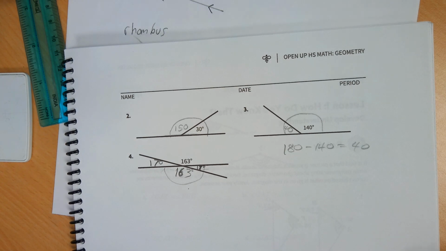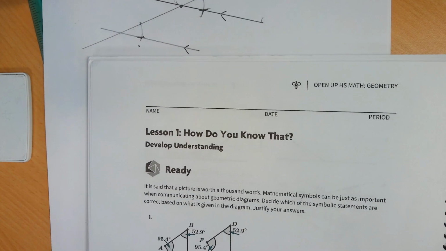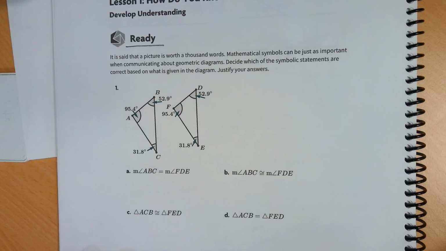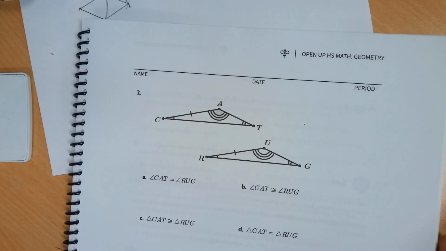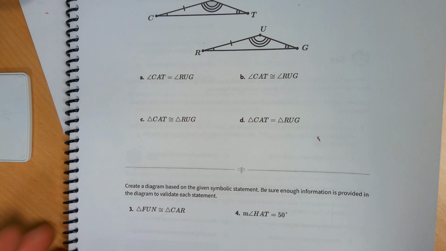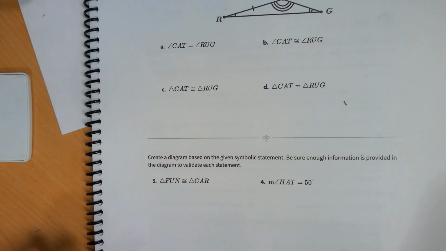Okay, now the homework continues with the ready. So similar, check the stuff, make sure the symbols match. Similar. Now create a diagram. So you draw the triangles, okay?